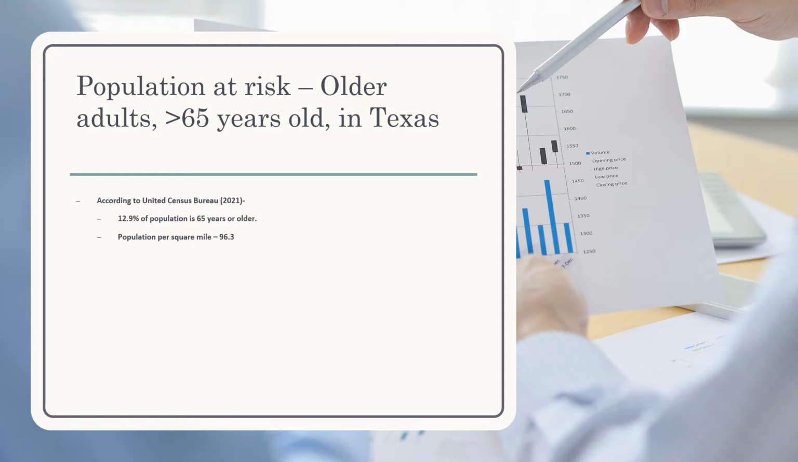The population per square mile is 96.3 people per square mile. According to the United Health Foundation, Texas ranks 50th in the nation for clinical health care. This ranking takes into account preventative clinical services, the amount of providers in the state, the annual immunization rate, and the quality of care. Texas also ranks 50th in access to health care.